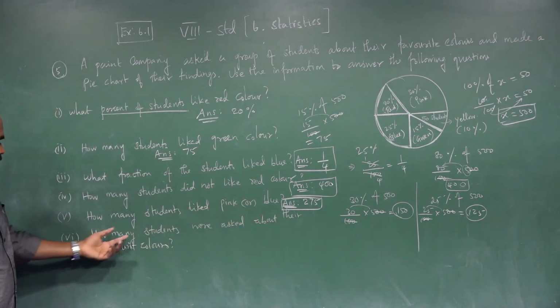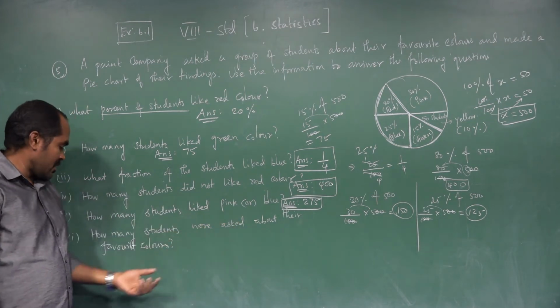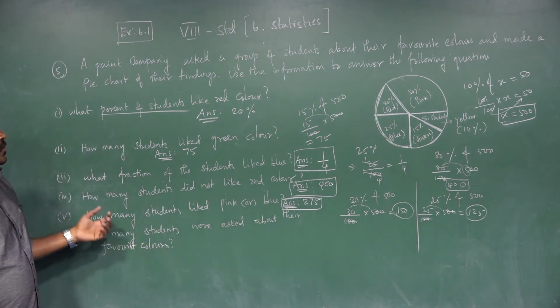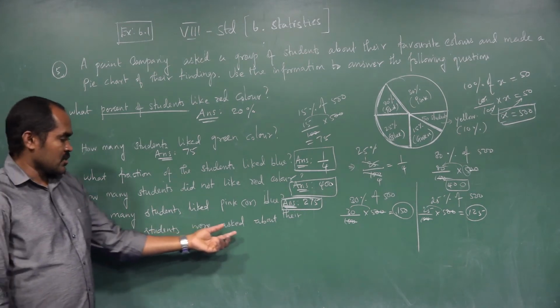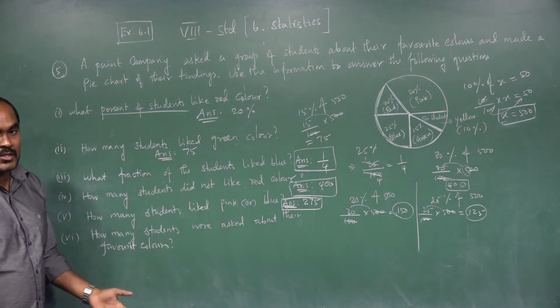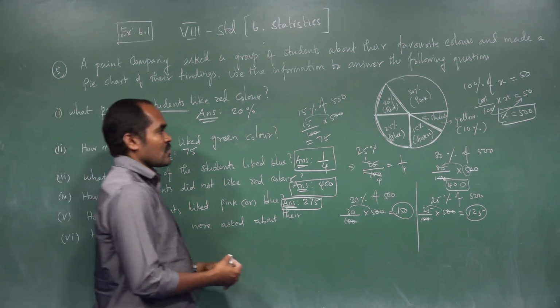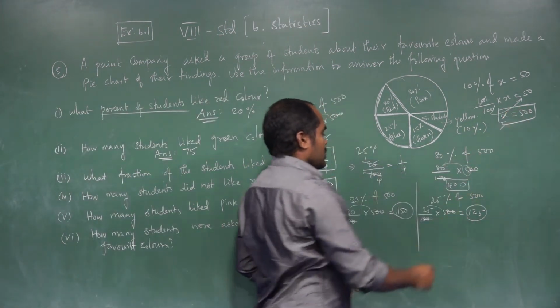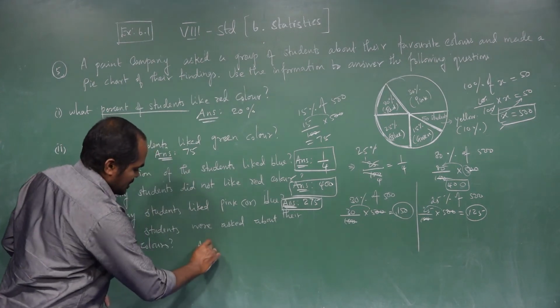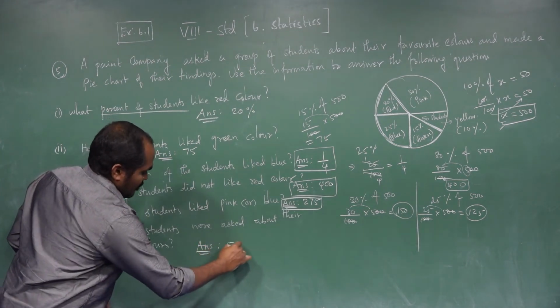Next, how many students were asked about their favorite colors? That means you will write the total number of students. So your total number of students is 500. So our final question answer is 500.